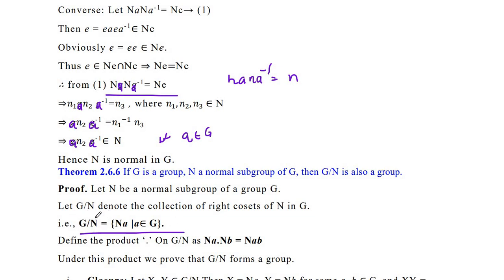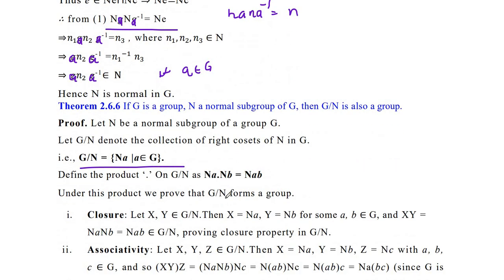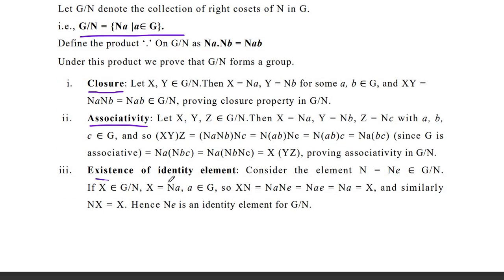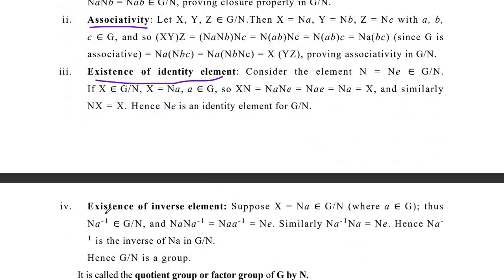Now to prove that this is a group, some product is to be defined on it. So we shall define on G by N the product in this way. Under this product we prove that G mod N forms a group. For that, closure, associativity, existence of identity, and existence of inverse should all be true so that we can conclude that G mod N is a group.